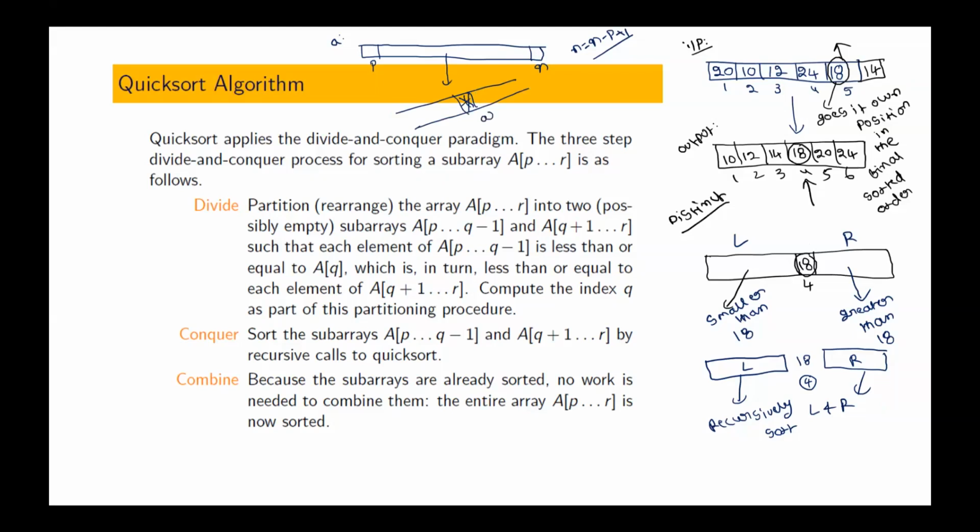Now what is the left part of the array? And what is the right part of the array in this case? The left part of the array is P to Q minus 1. What is the right part? Q plus 1 to R. Is that okay? Now we recursively sort the left and right subarrays.